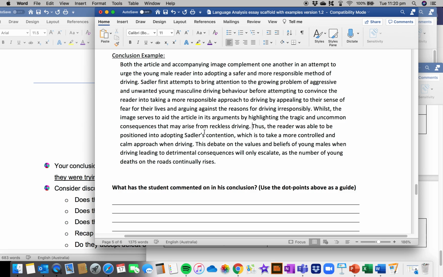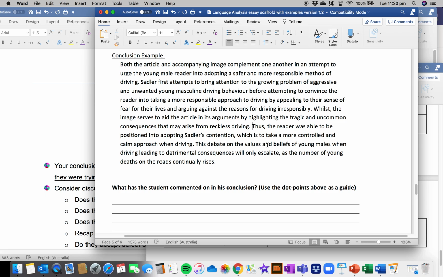Thus, the reader was able to be positioned into adopting Sadler's contention, which is to take a more controlled and calm approach when driving. This debate on the values and beliefs of young males when driving leads to detrimental consequences which will only escalate as the number of young deaths on the roads continually rises. So I'm just going to reread this.